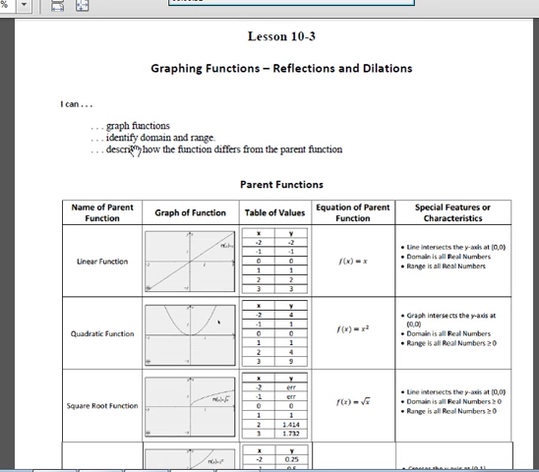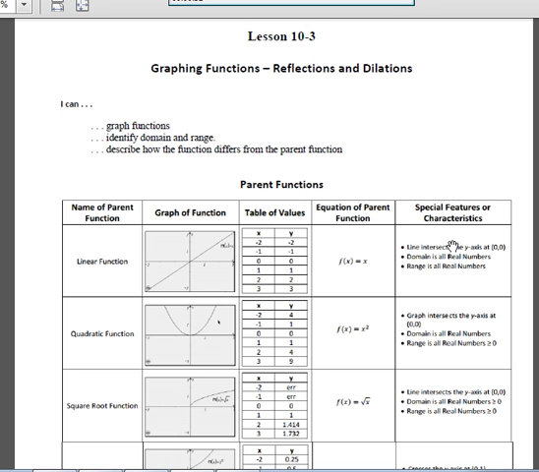The second target, I can identify domain and range. We're going to be continually talking about that because even though it seems like a fairly simple thing, it is also a very big idea that shows up over and over and over again with functions. And the last target is I can describe how the functions differ from the parent function. So that's the big idea.